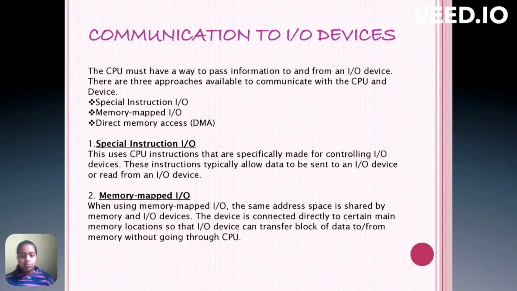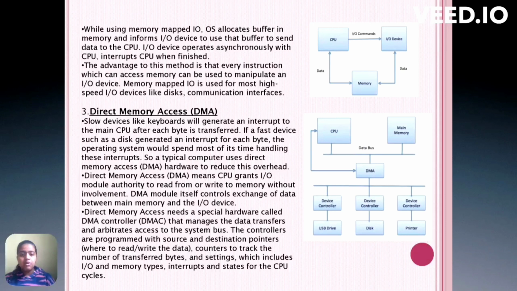Memory mapped input output. When using memory mapped input output, the same address space is shared by the memory and the input output devices. The device is connected directly to certain main memory locations so that input output device can transfer block of data to or from memory without going through the CPU. While using the memory mapped input output, operating system allocates buffer in memory and informs input output device to use that buffer to send data to the CPU. Input output device operates asynchronously with the CPU, interrupts CPU when finished.